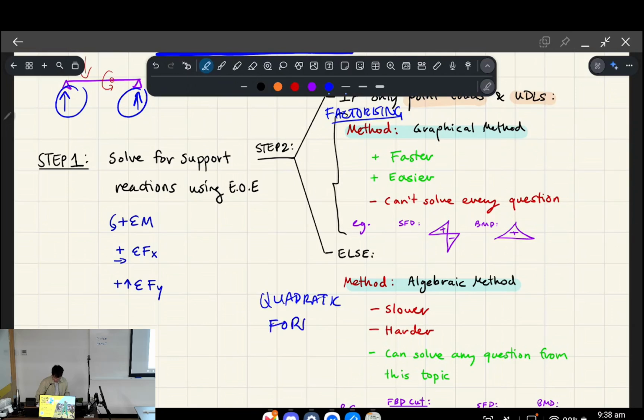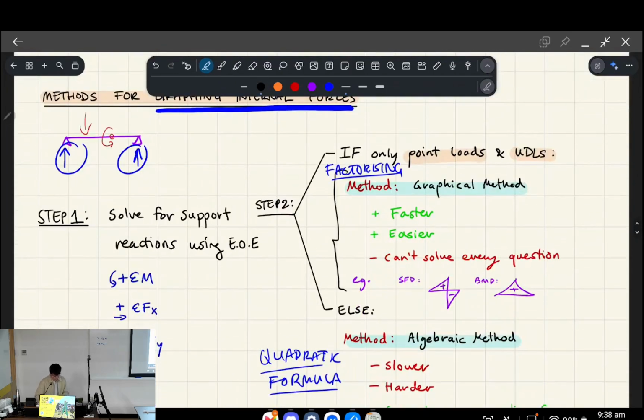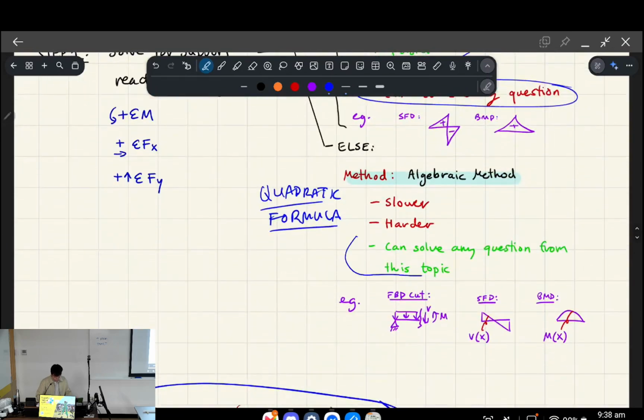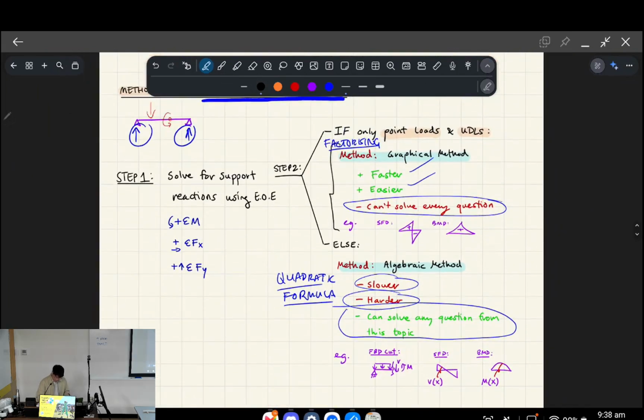That, I think, is the best way to describe the vibes of what these two methods do. The graphical method is not able to solve every type of question. It's able to solve relatively simple questions, but it's very quick and easier. And with the algebraic method, you can solve any question, but it's slower and more tedious, okay? So hopefully that gives you the pros and cons. What I'm going to do is teach you the graphical method first, and then I'm going to teach you the algebraic method, okay?